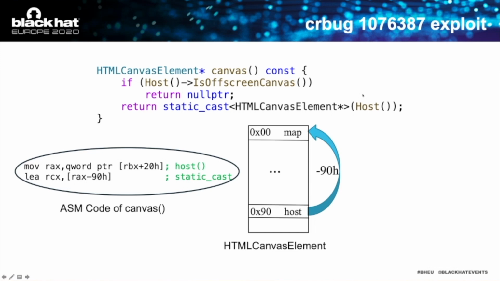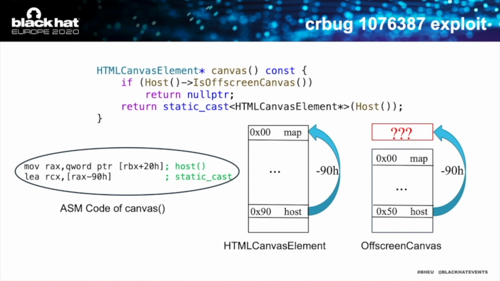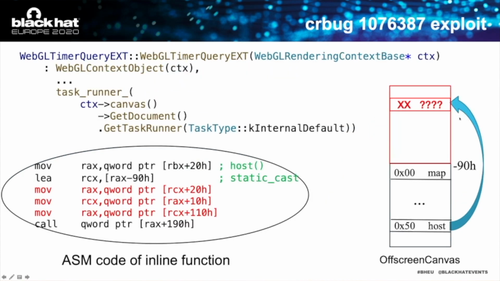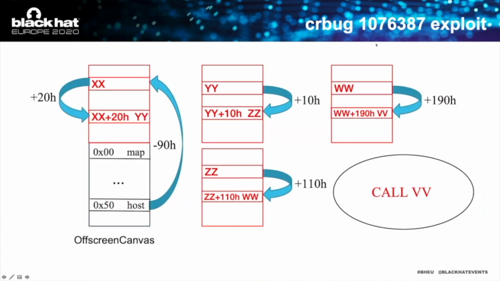When the object is an HTMLCanvasElement, rax minus 0x90 refers to its map. The OffscreenCanvas is smaller than the HTMLCanvasElement. When the type confusion occurs, rax minus 0x90 will skip it and point to the memory box. After type confusion occurs, the incorrectly fetched value will be passed to a call instruction, so we can control RIP. The detailed relationship is shown on the slide.